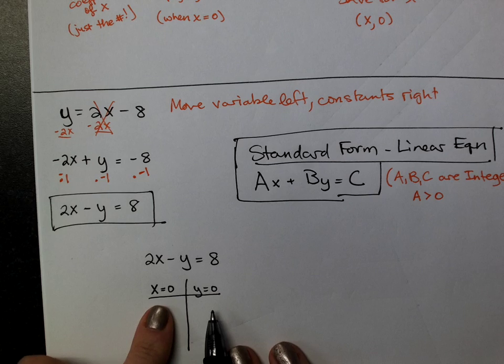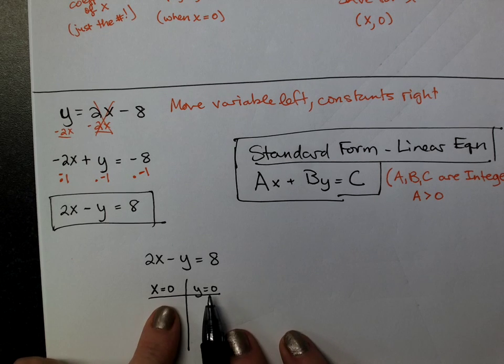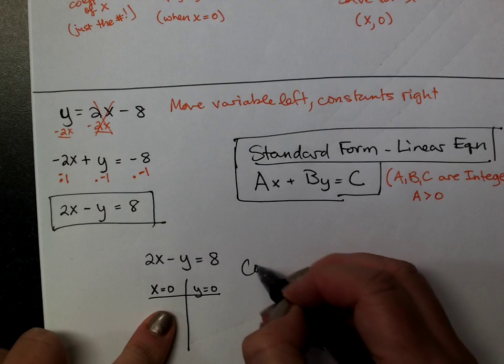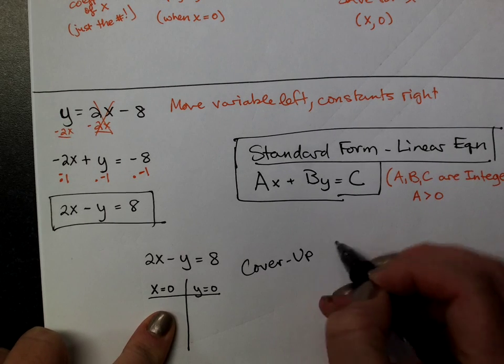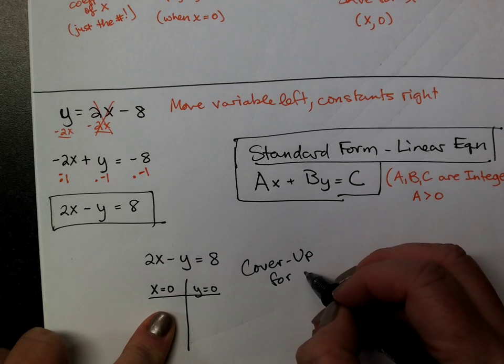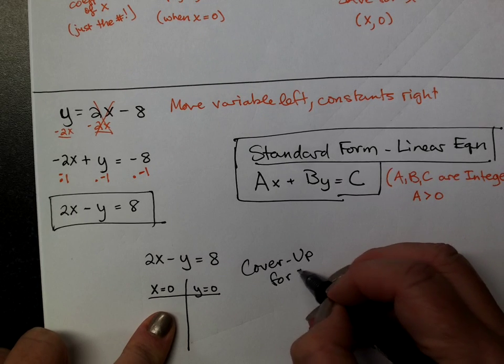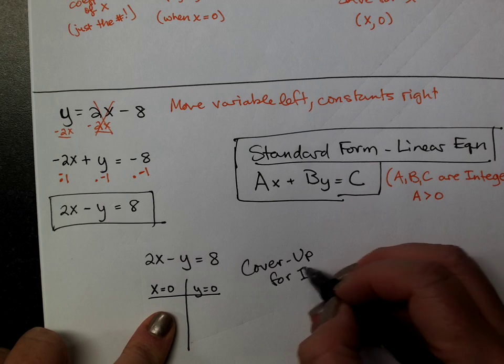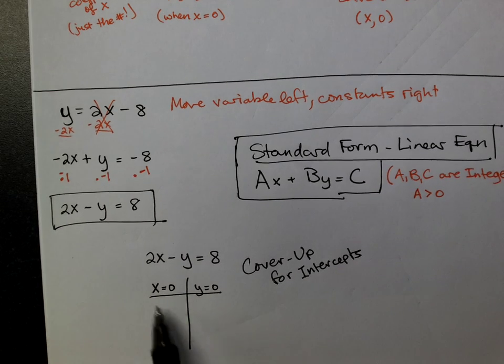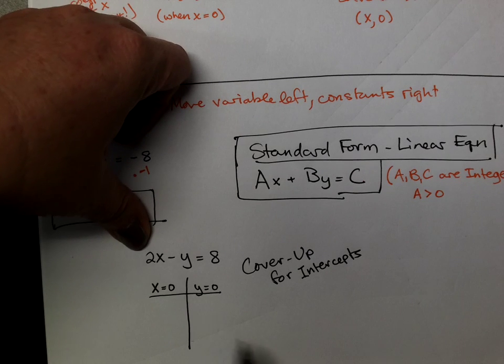All right, so x is 0 and y is 0. That's the definition of intercepts. And when it's in this form, we can use something called cover-up, which is just a quick, efficient way to basically plug in and make a table of values without it being all messy and ugly. So plug in for intercepts. Cover up for intercepts.